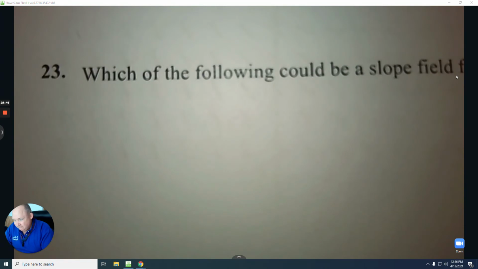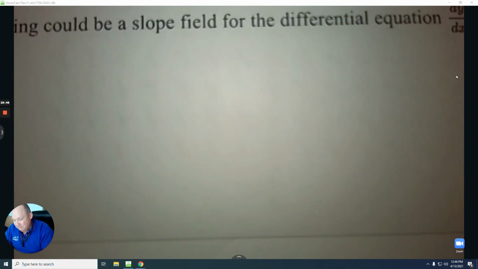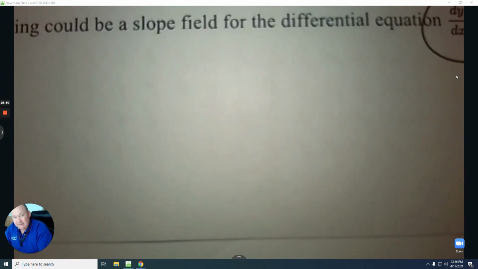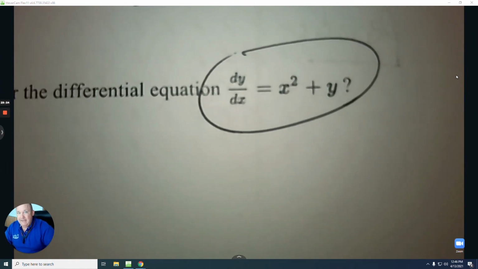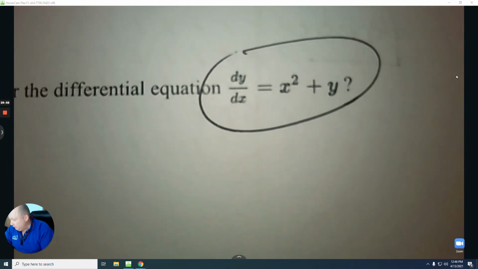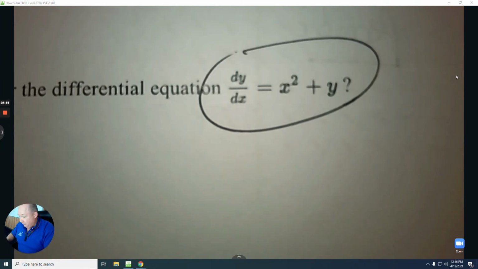I'm wrong. Okay, which of the following could be a slope field for this differential equation? So you look at each one and think, where is the mistake? And find the one that's left that has no mistake, that would match it exactly. So try it, 23, and then I'll tell you the answer. So press pause, and then I'm going to tell you the correct answer.